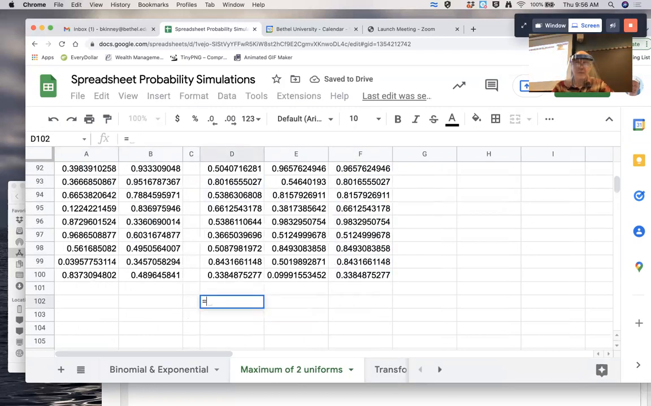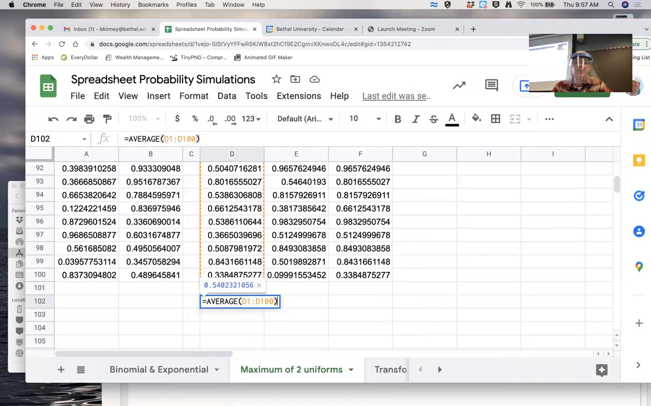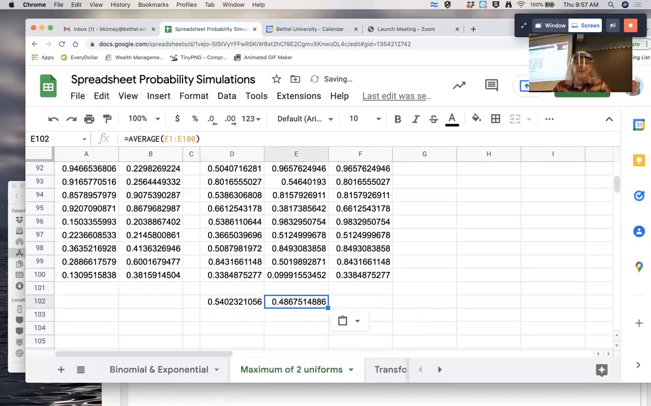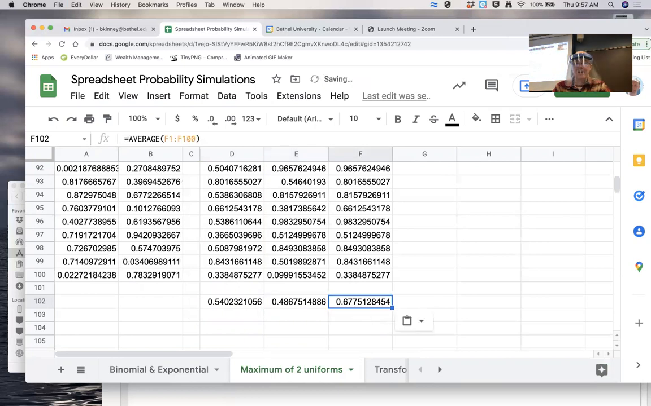I do equals average here. Should be close to 0.5. It is. Next one's close to 0.5. But the last column, it should be close to 2/3. 0.67. Yeah. Cool. Confirming the theory. Yay, that's what we were after. Doesn't that feel nice?